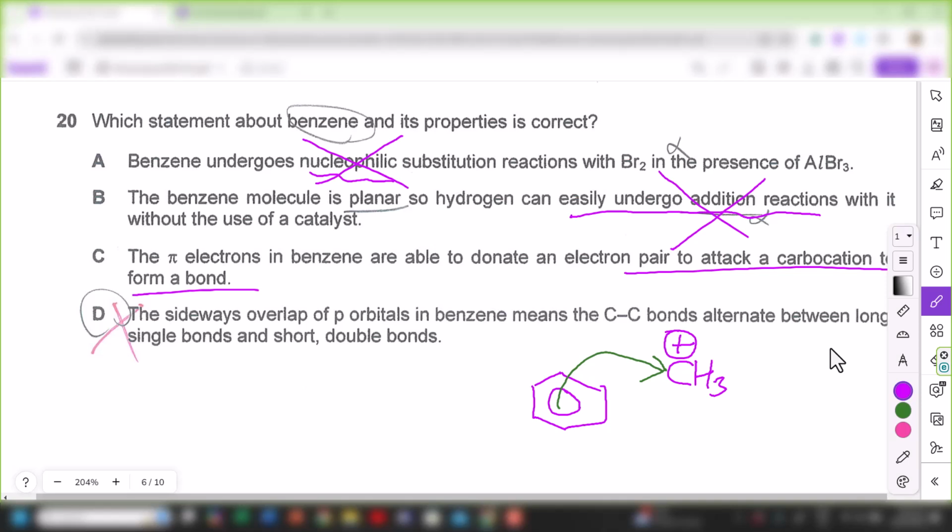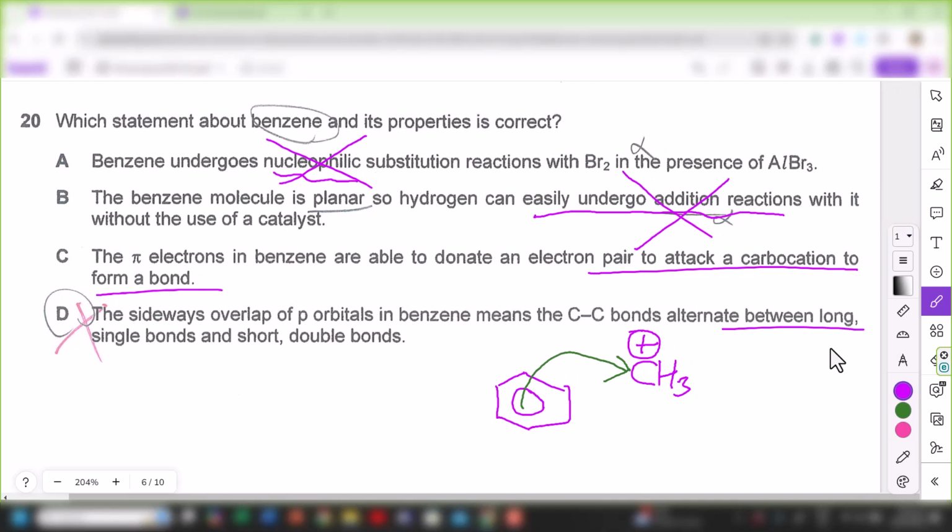Then the last one: the sideways overlap of p orbitals in benzene means the CC bonds alternate between long and short. This is nonsense also, not correct. All the CC bonds in benzene are of the same length and strength. Remember, we say that benzene is resonance stabilized. That explains why. So that will be the end of the debrief to part 2. We're going to continue from 21 to 30 next.